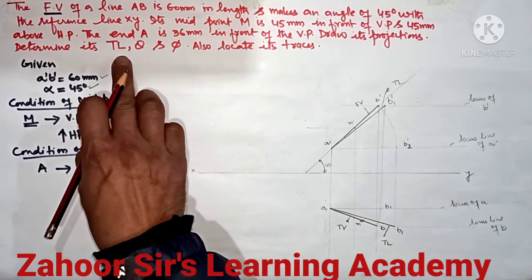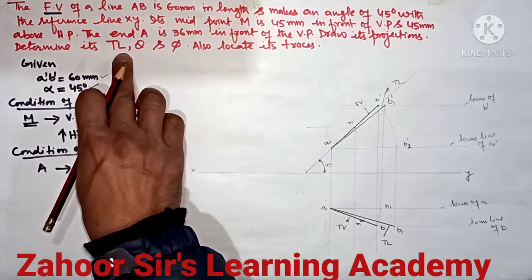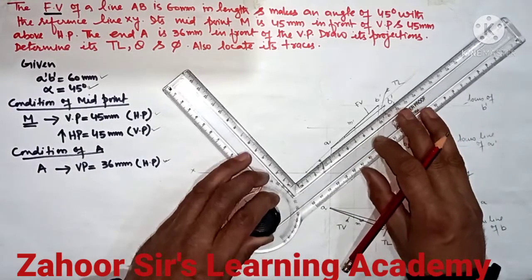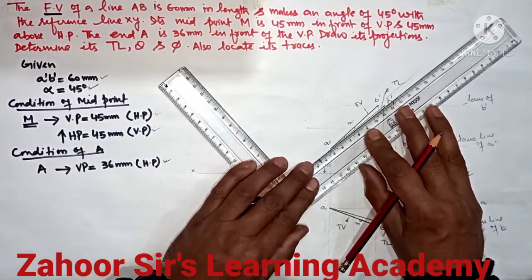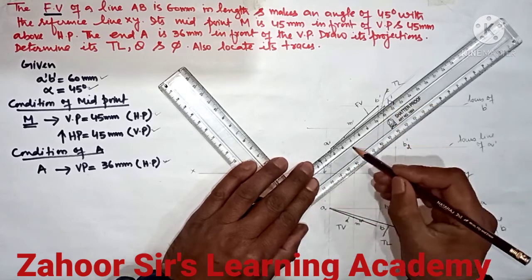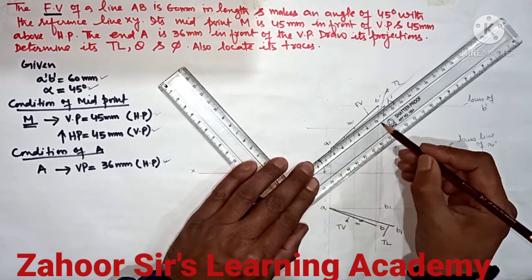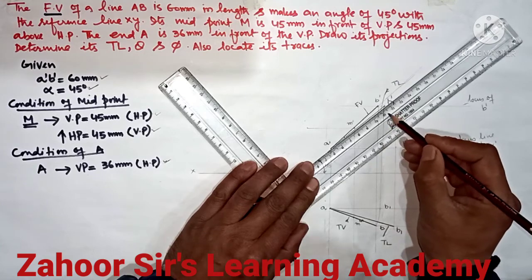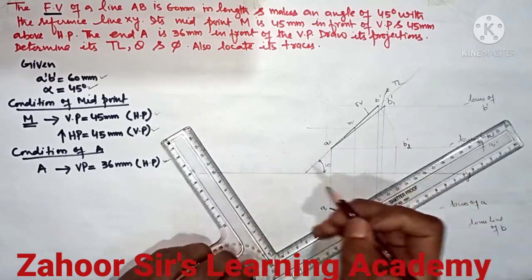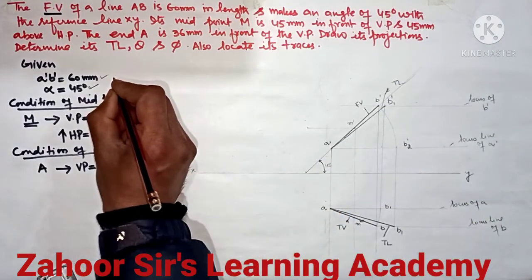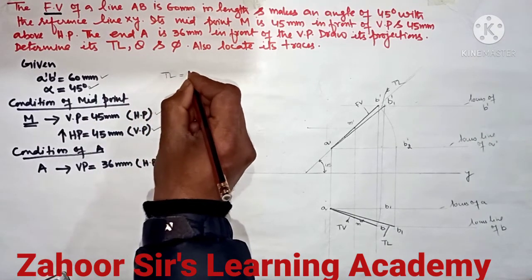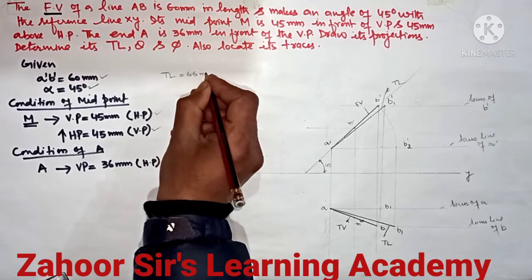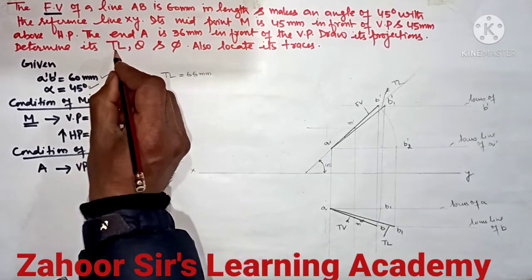Okay, what was asked, determine its true length. So we can directly measure the true length here. So it is how much? 10, 20, 30, 40, 50, 60, 66. So true length is 66. TL is 66 mm. So we got one thing.